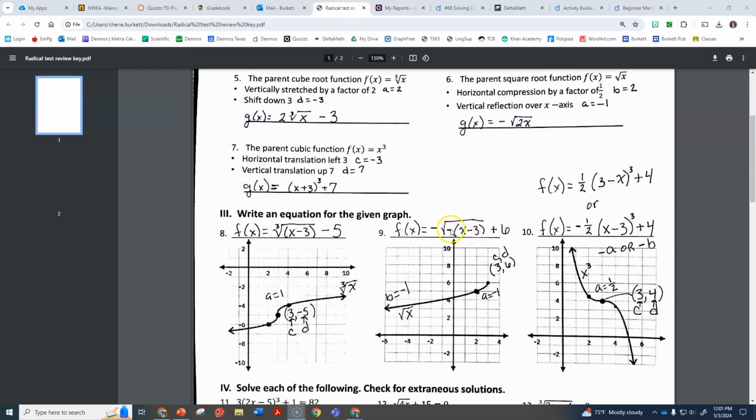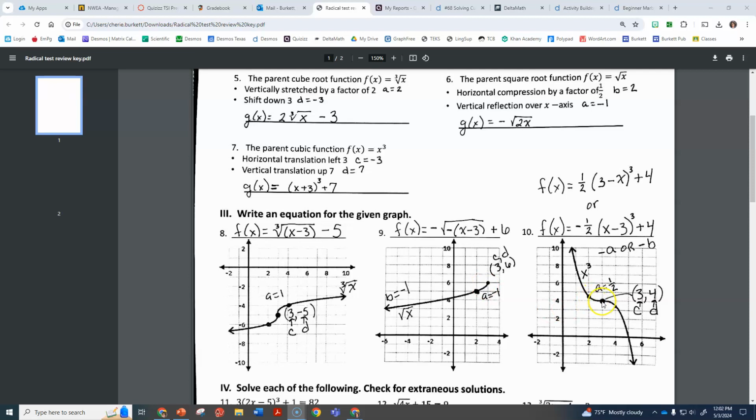You could distribute that negative and rewrite that as 3 minus x underneath the square root. That would be totally acceptable, and you should be able to recognize that. So if this was a multiple choice question and this problem right here did not appear, but instead I put 3 minus x, you should recognize that as distributing that negative.